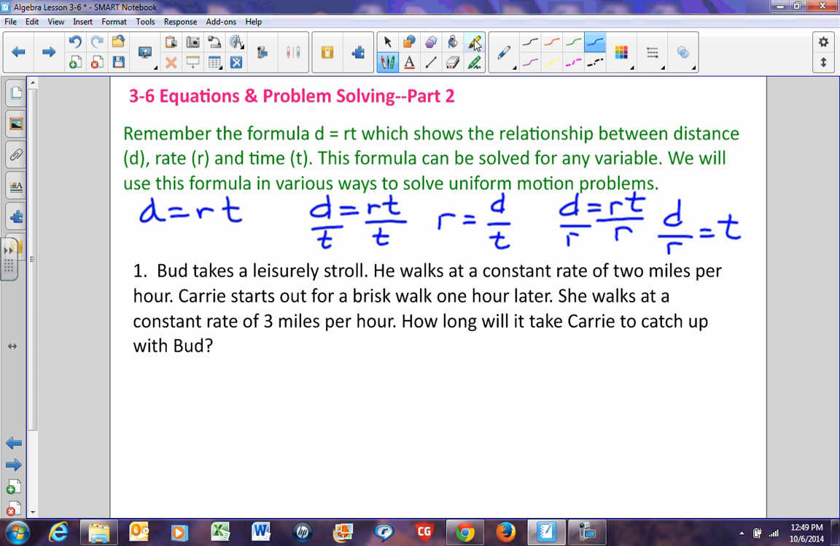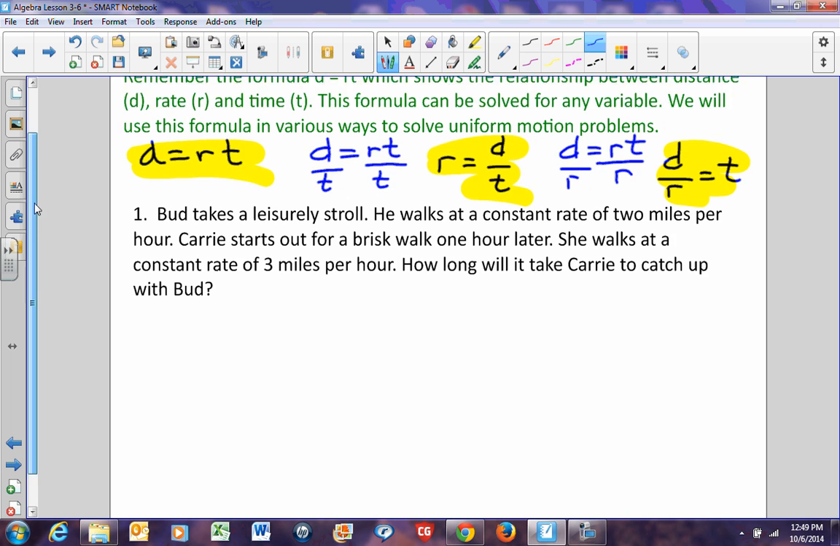So I have 3 different formulas here. They're basically all doing the same thing. They're just different variations of the same formula. And we will use them interchangeably throughout this lesson. All right, let's look at solving some distance rate time problems.